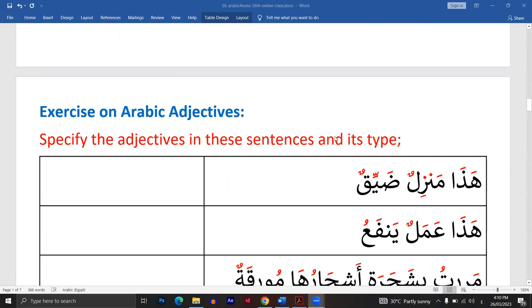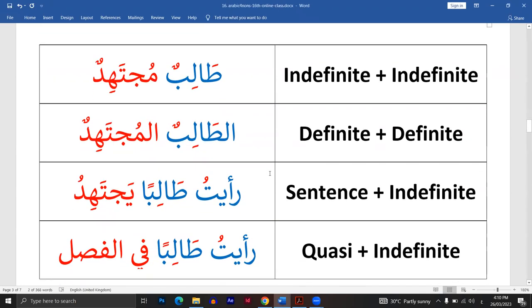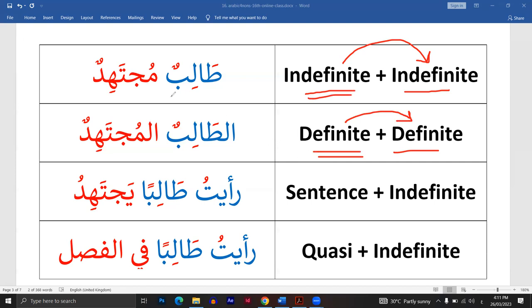Here we have some sentences and we want to identify the adjective and state its type. Let me give you the key you are going to use to extract the Arabic adjective. If we are talking about a single adjective, which is one single word, we have two indications: two indefinite nouns in series, or two definite nouns. Once we see two indefinite nouns after each other, and the second one is describing the first one, or two definite nouns after each other, and the second one is describing the first one, the second is an adjective, like these examples.